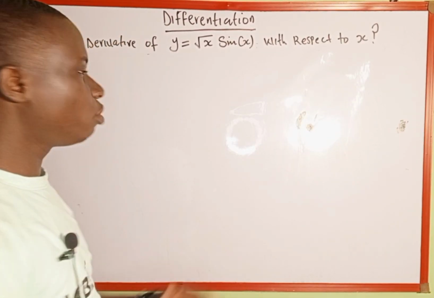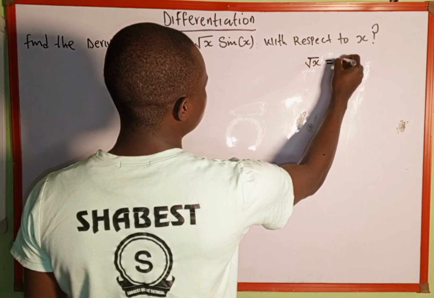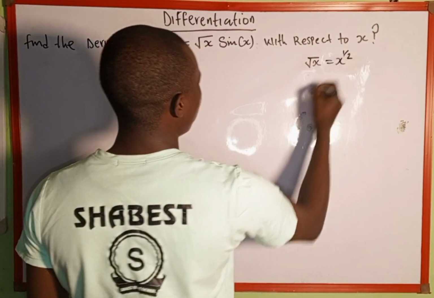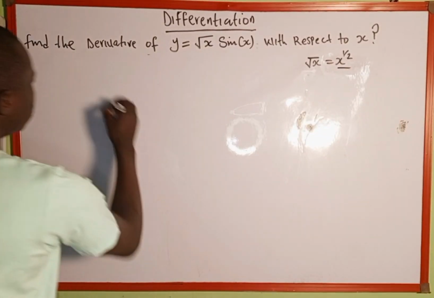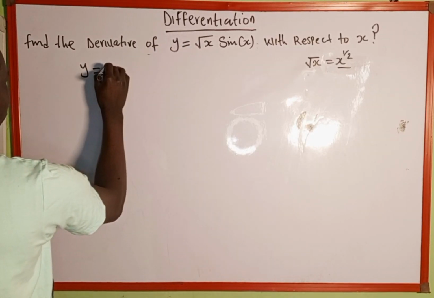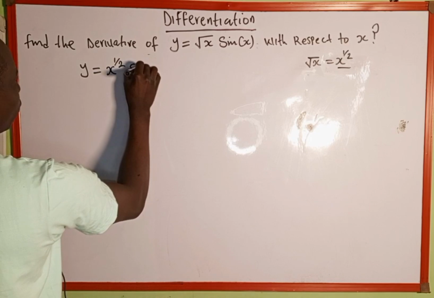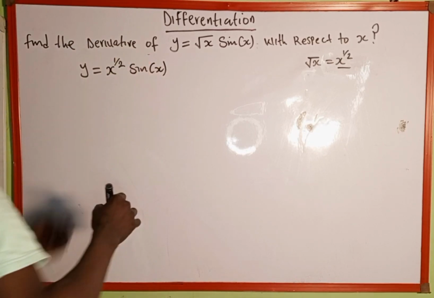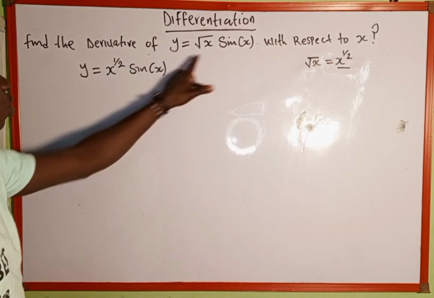The first thing we're going to do is to do transformation. Recall that the square root of x is the same as what? x raised to the power of 1 over 2. So we're going to transform this root of x into this form. So this is going to be the same as y is equal to, in place of square root of x here, we write x raised to the power of 1 over 2, then multiply by sine of x. Now we're going to differentiate this function with respect to x. What we just did was transformation.